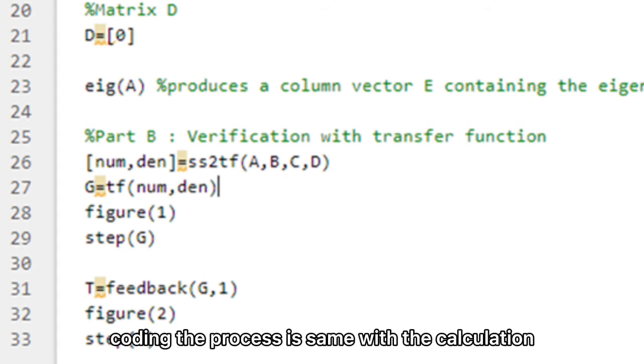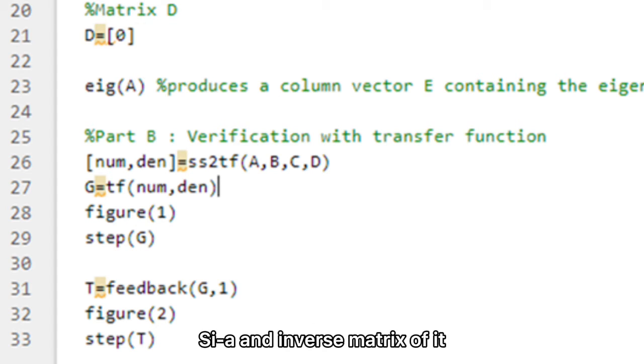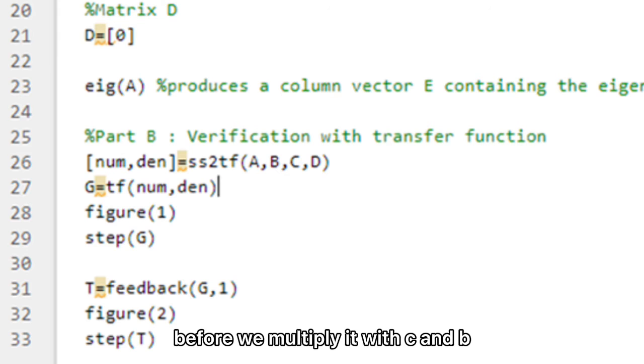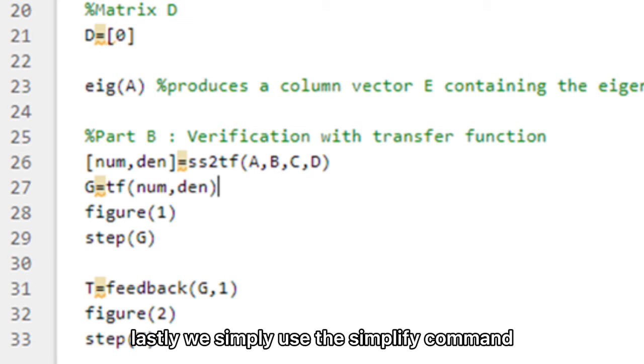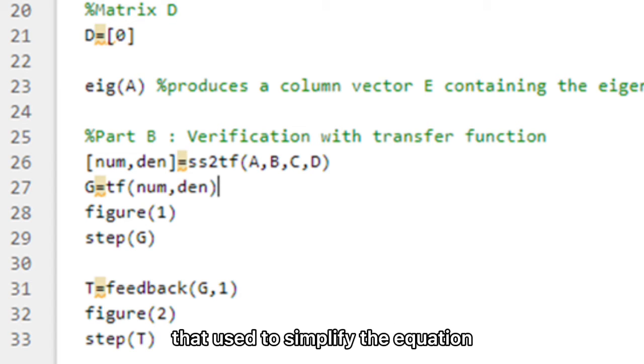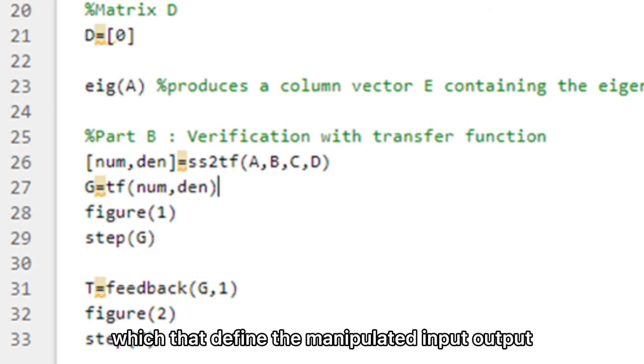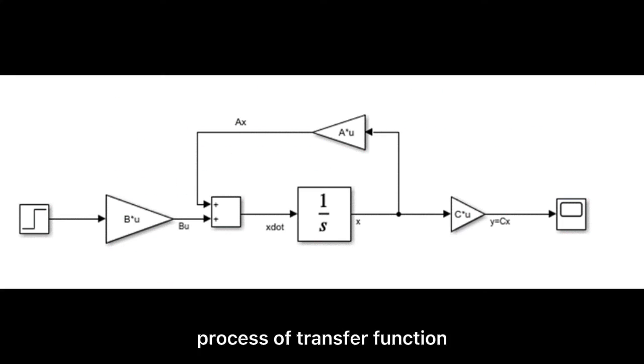Based on the MATLAB code, the process is the same as the calculation, where we define the matrices A, B, C and D. Then find sI minus A and the inverse of it before we multiply it with C and B. Lastly, we use the simplify command to simplify the result, which gives s squared over s to the power of 3 plus 2 times s to the power of 2 plus s plus 1, which defines the input-output relation of the transfer function.